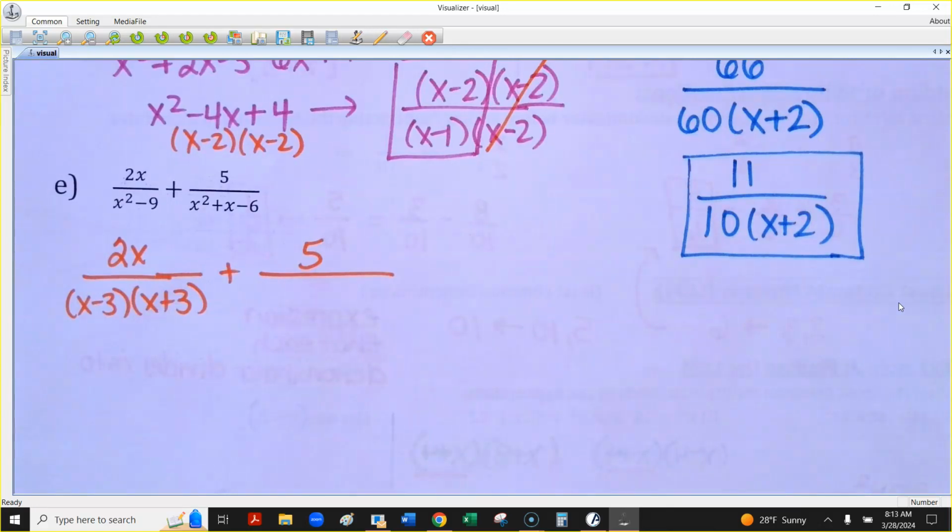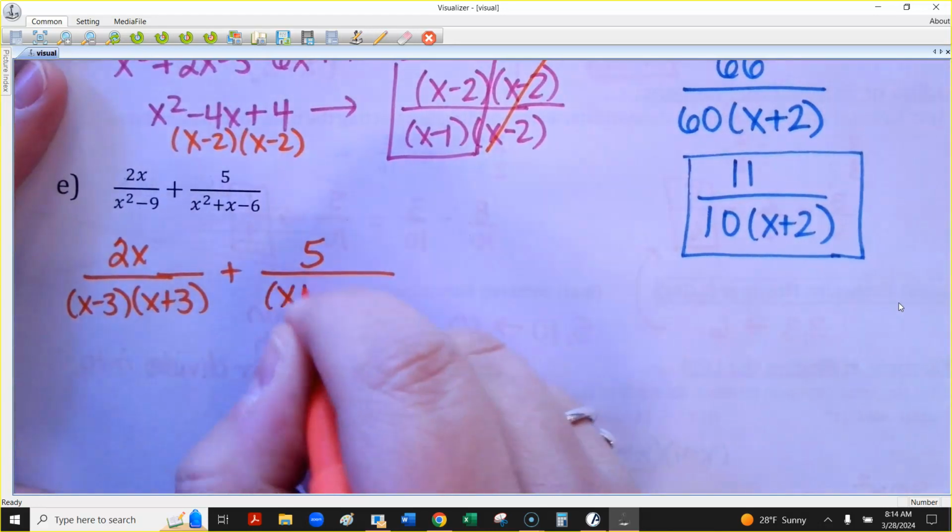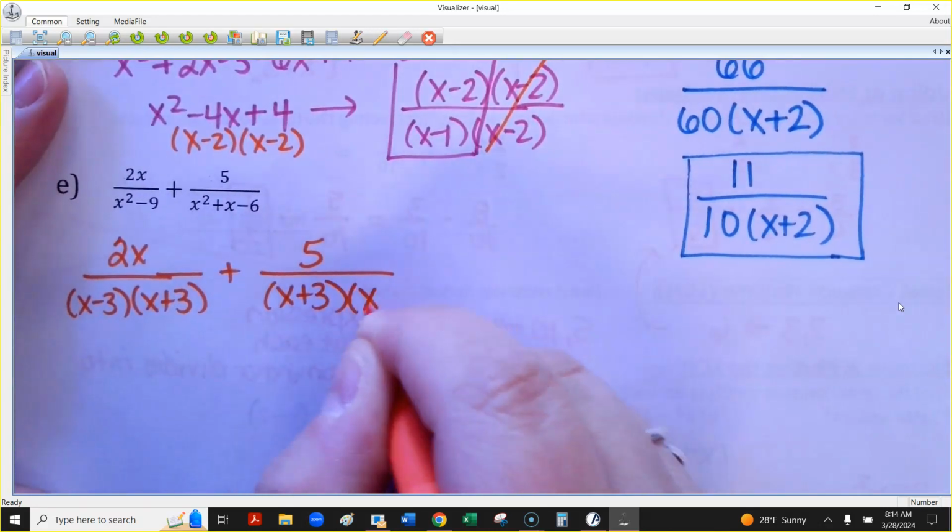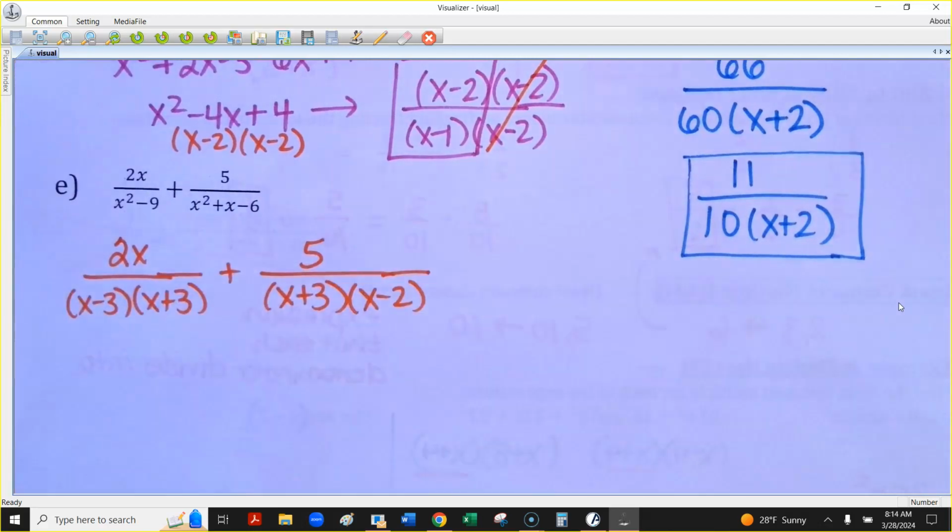I always think this is tricky when it has this 6. Grace, what do you think? Yes, 3 and 2. Okay, so it's got to be plus 3, so I get the plus 1, and minus 2, so I get the negative 6.